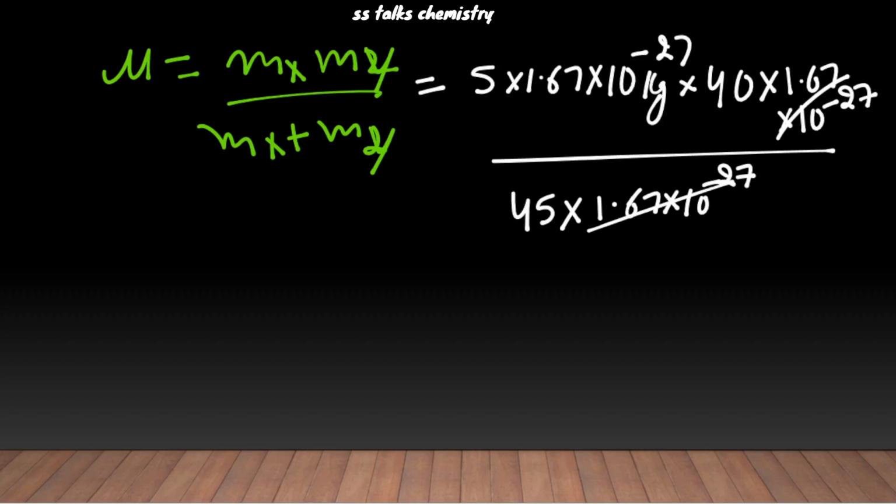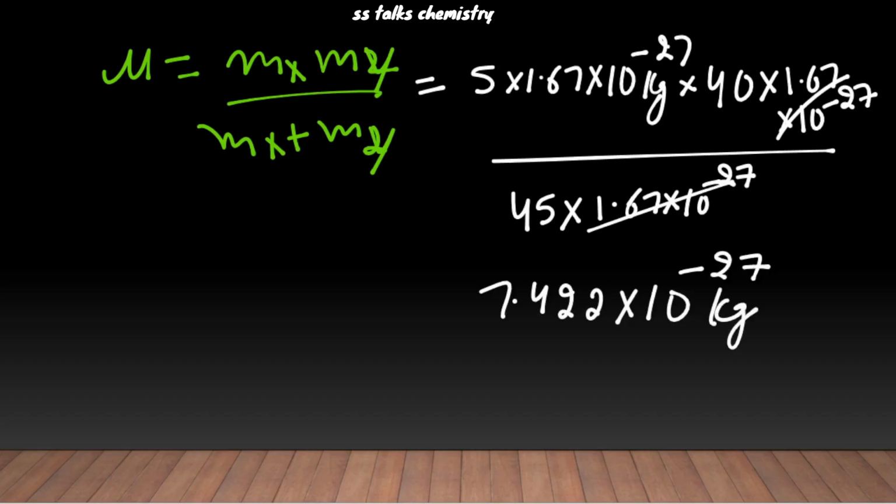So let's just solve what value we are getting for the mass in this. It is 5 into 1.67 into 40, upon 45. So 7.422 into 10 to the power of minus 27 kgs. So this is the mass that you are getting. Okay, so just substitute this in the previous value. You will be getting your answer, that is for the radius. Right, so here the mu value we can substitute now.